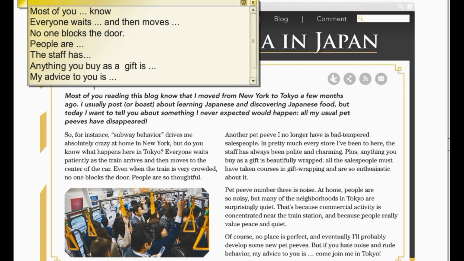One more example here is about the use of anything. Anything you buy as a gift is beautifully wrapped. So with anything, I use the verb is. Anything is wrapped. So anything you buy as a gift is beautifully wrapped. The verb form used with the word anything is in the singular. Anything is, right? The last one here, in the last paragraph, I say, of course, no place is perfect.